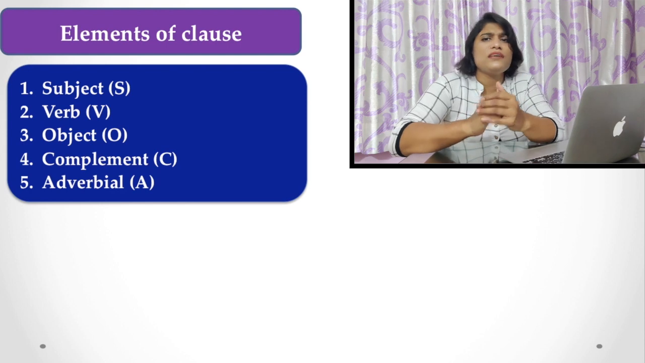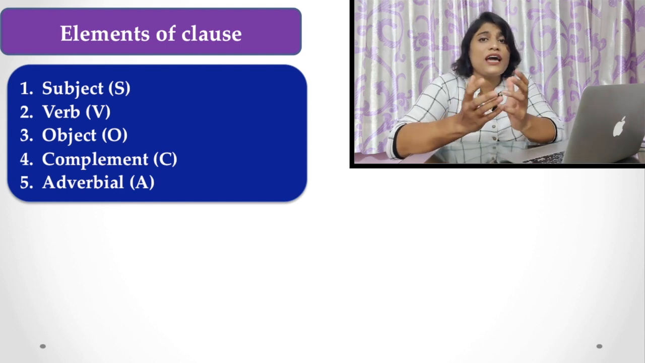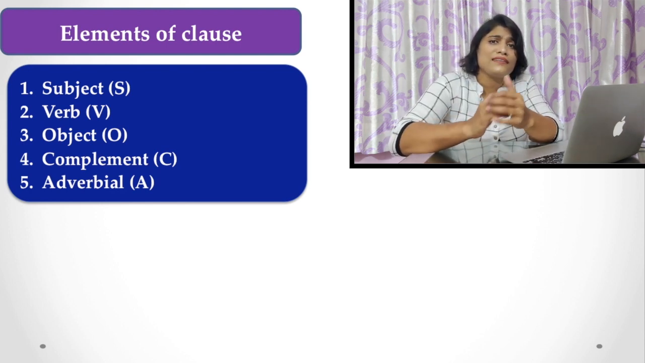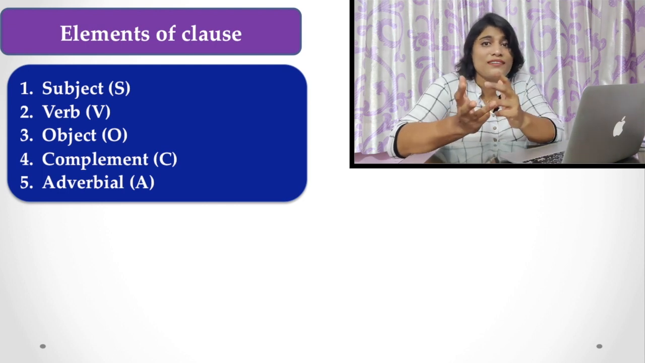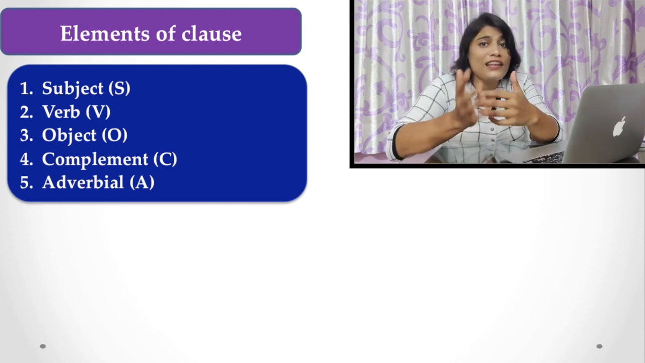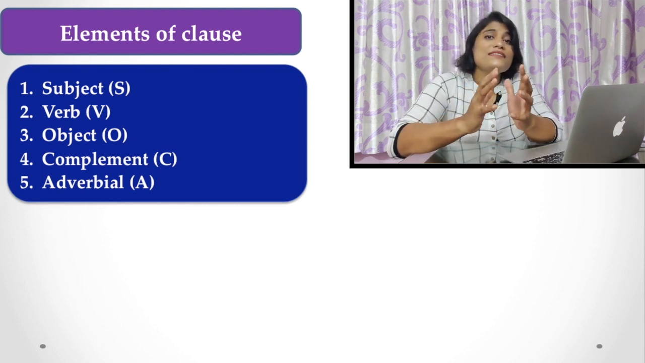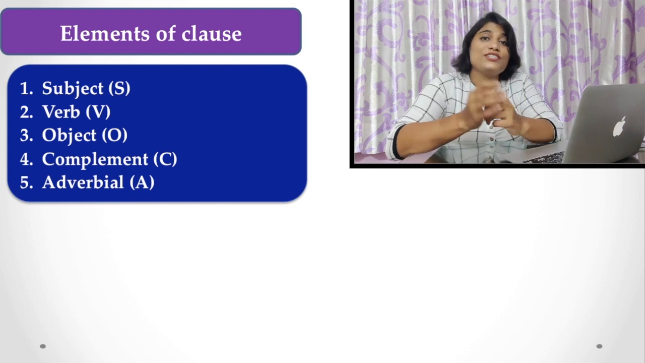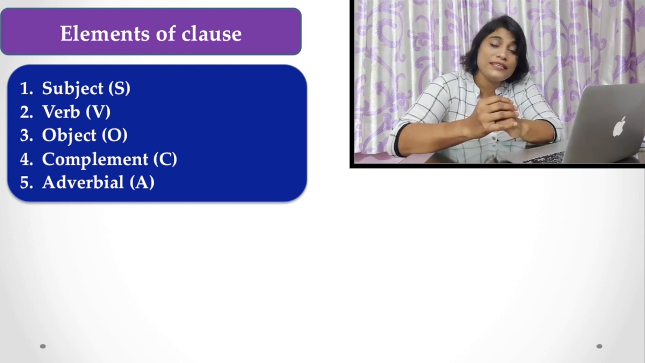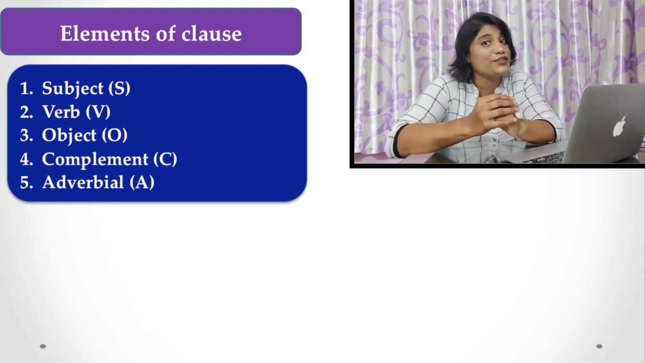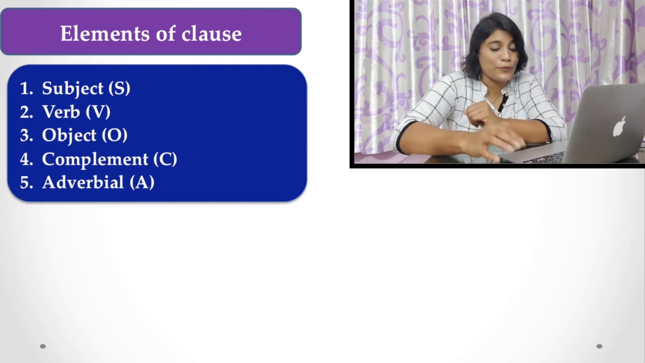These elements come in different combinations together when they form a clause. Sometimes it may be subject and verb. Sometimes it consists of 3 elements. Sometimes it consists of 4 elements. Sometimes it consists of 5 elements. So there is a combination of these elements when we are talking about clause. Let's see the examples now.